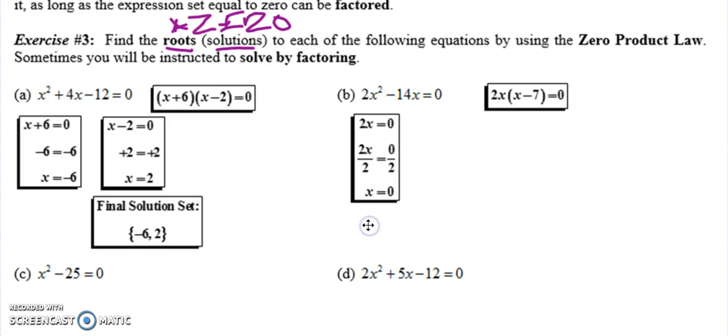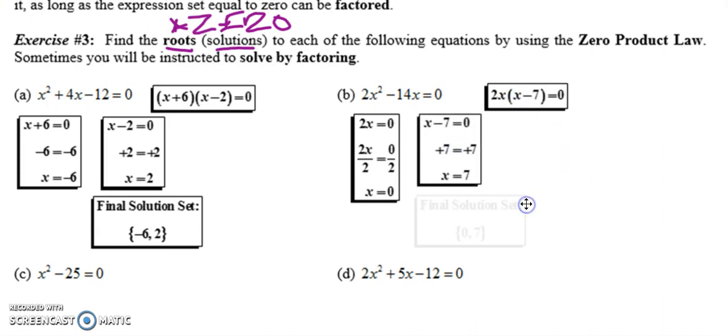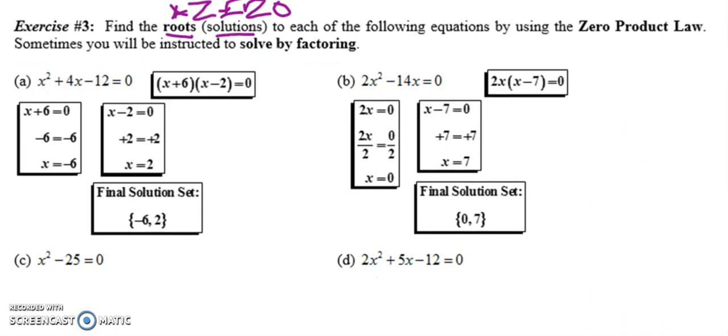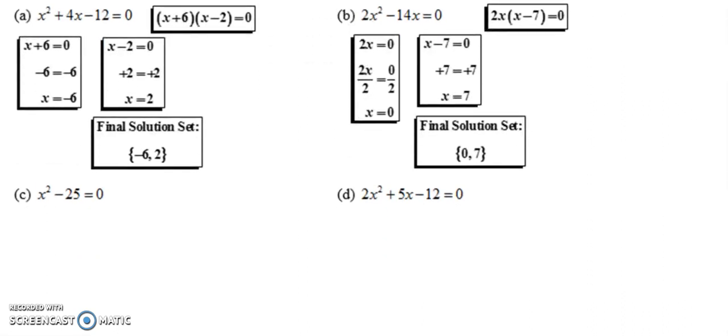If you put 0 into this equation, you could see that this would be 0 squared times 2, which would be 0. 14 times 0 is 0, and 0 minus 0 is 0. So that is a viable answer. Then you're just going to take this other factor, set it equal to 0, there you go, and write your final solution somewhere. Perfect.